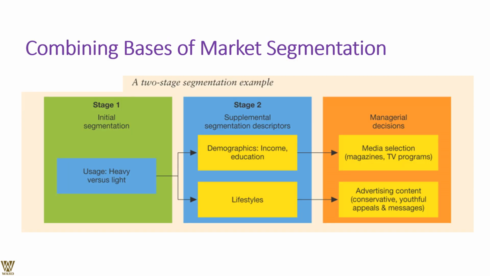So, combining basis for market segmentation, a two-stage segmentation example. Stage one is initial segmentation. Probably we say we're going to target, let's say, Europe or probably Sweden. Now, if you're going to target Sweden versus South Africa, the vibrancy in the population in South Africa is probably much more than in Sweden. But then Sweden might be much richer. See, usage heavy versus light, as I said to you.